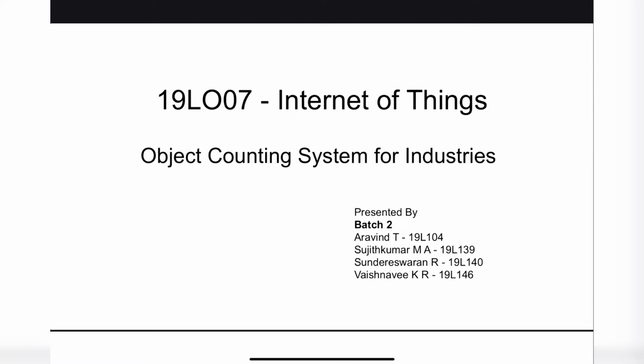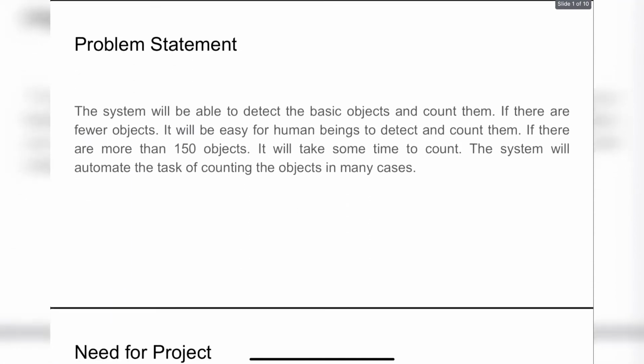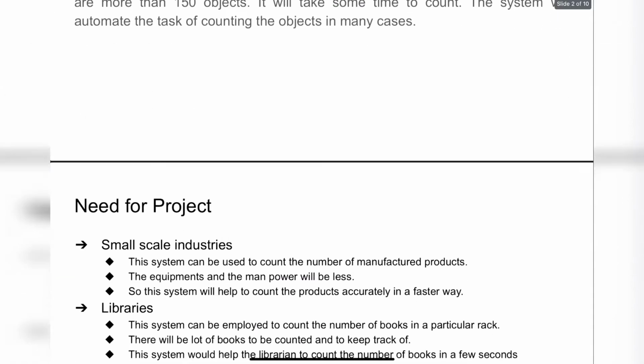We designed a system for counting objects. The problem statement is that the system will be able to detect basic objects and count them. If there are fewer objects, it is easy for a human to count the items. If there are more than 150 or 200 objects, it will take some time to count them. The system will automate the task of counting objects in many cases.